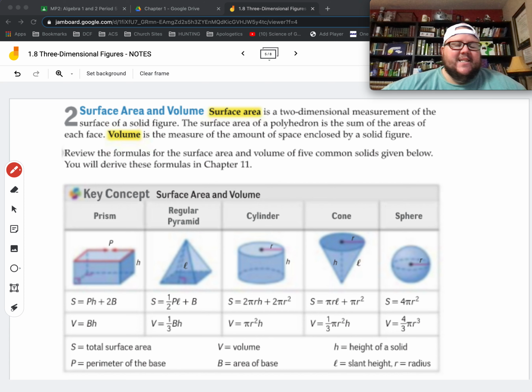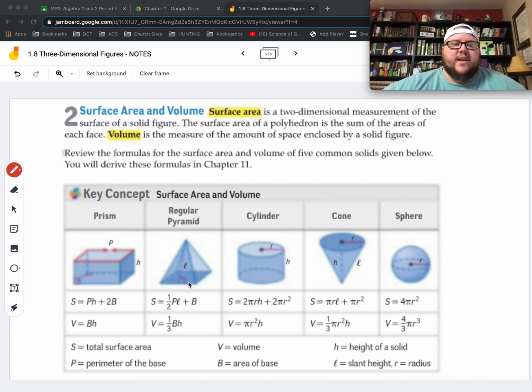Alright, welcome back, guys. Yesterday we identified these three-dimensional shapes, polyhedrons and cylinders and whatnot. Today we are going to do the surface area and volume.